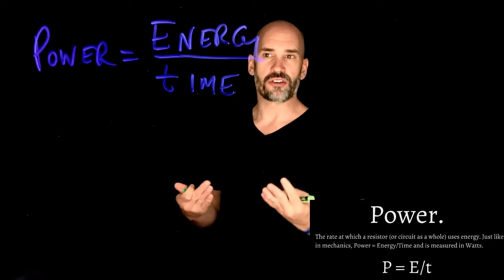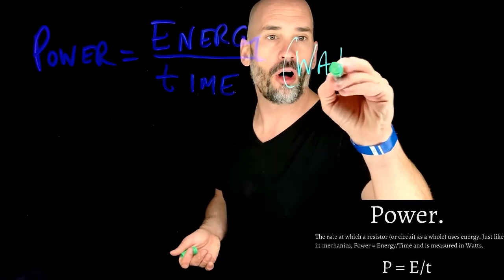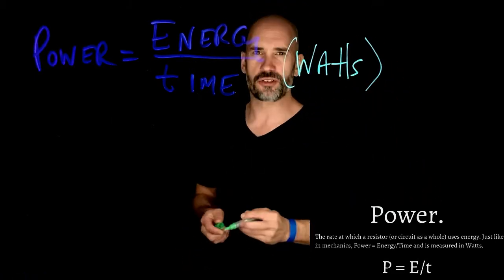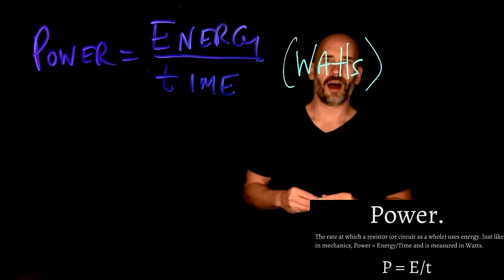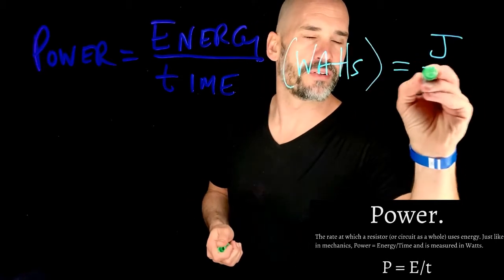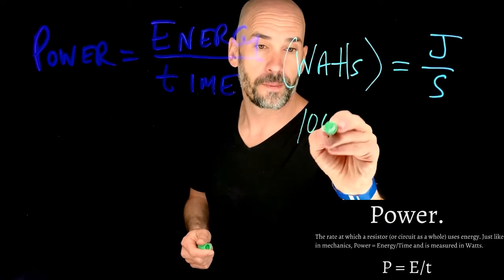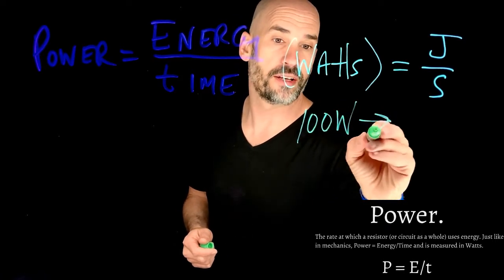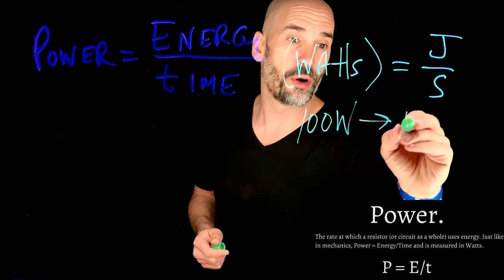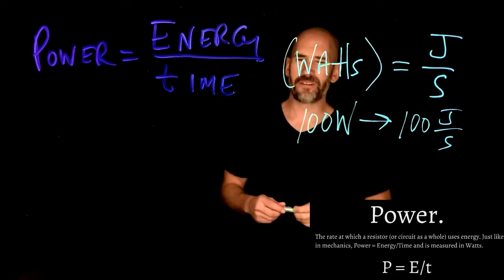Power is measured in the unit of watts, something you've all heard of before, but maybe weren't quite sure what it was all about. So a watt is, unsurprisingly, a joule per second. If we're talking about a 100-watt light bulb, what we're really talking about is that that light bulb uses 100 joules of energy every second. And that kind of feels like a lot.